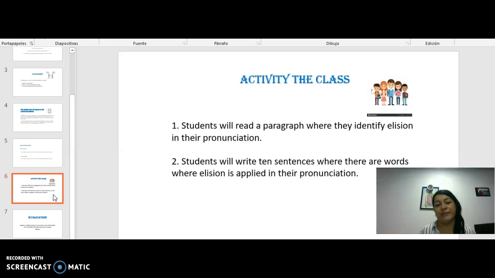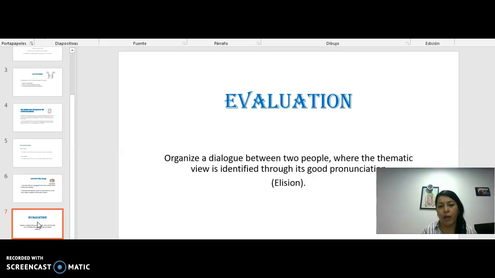Activity in class. One, the student will read a paragraph where they identify elision in the pronunciation. Two, a student will read sentences with words where elision occurs in the pronunciation. Evaluation: organize a dialogue between people where the themes appear, identifying good pronunciation such as elision.